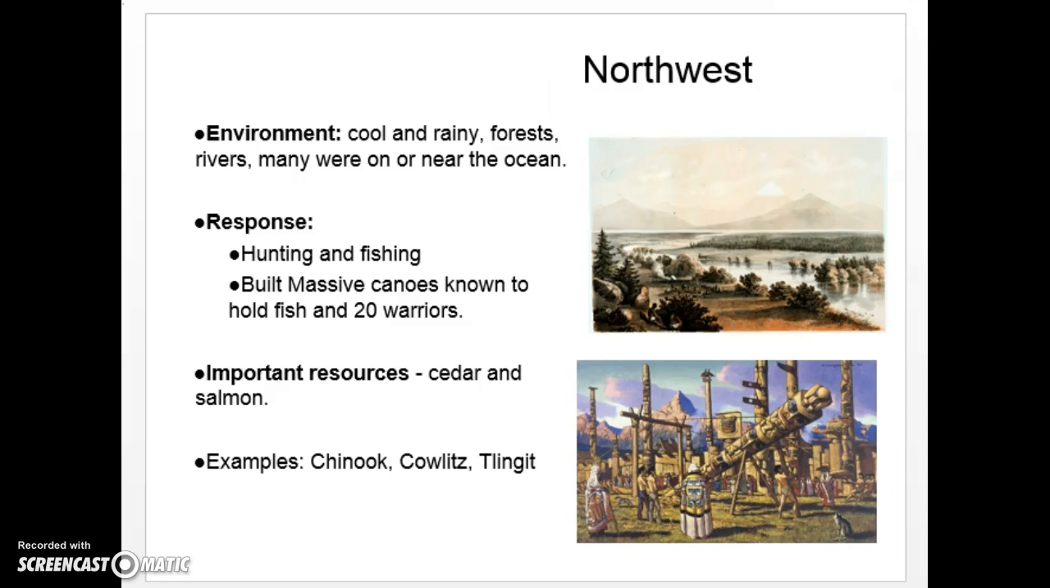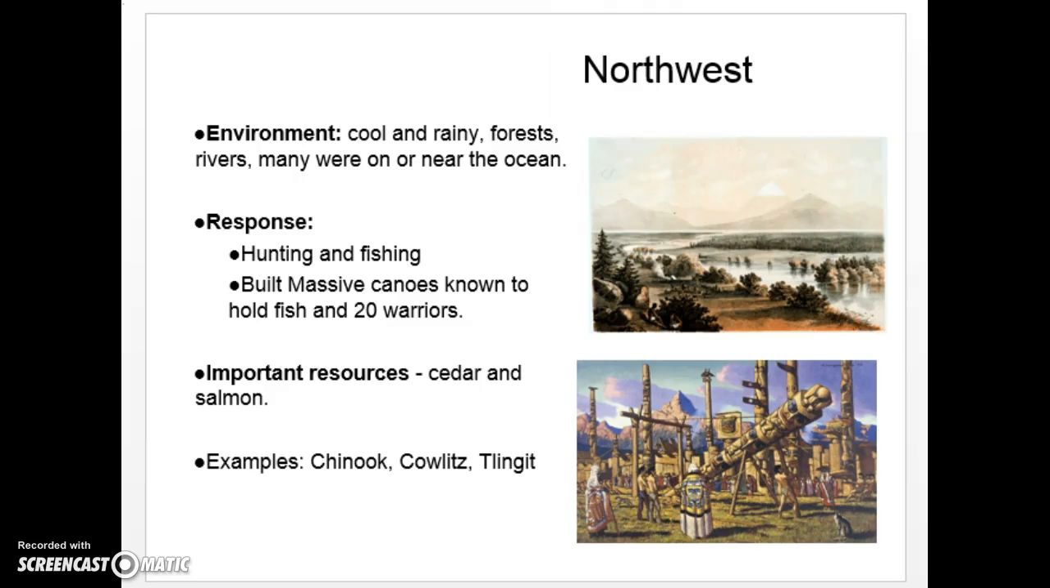In the Northwest, around the Oregon, Washington, Northern California areas, it's more cool, rainy forests and rivers. And so the response is that they become hunters, fishers. They build massive canoes with the trees, the redwoods. And they are able to fish on the rivers, the streams in that area, as well as all the way into the other parts of the Pacific Ocean.